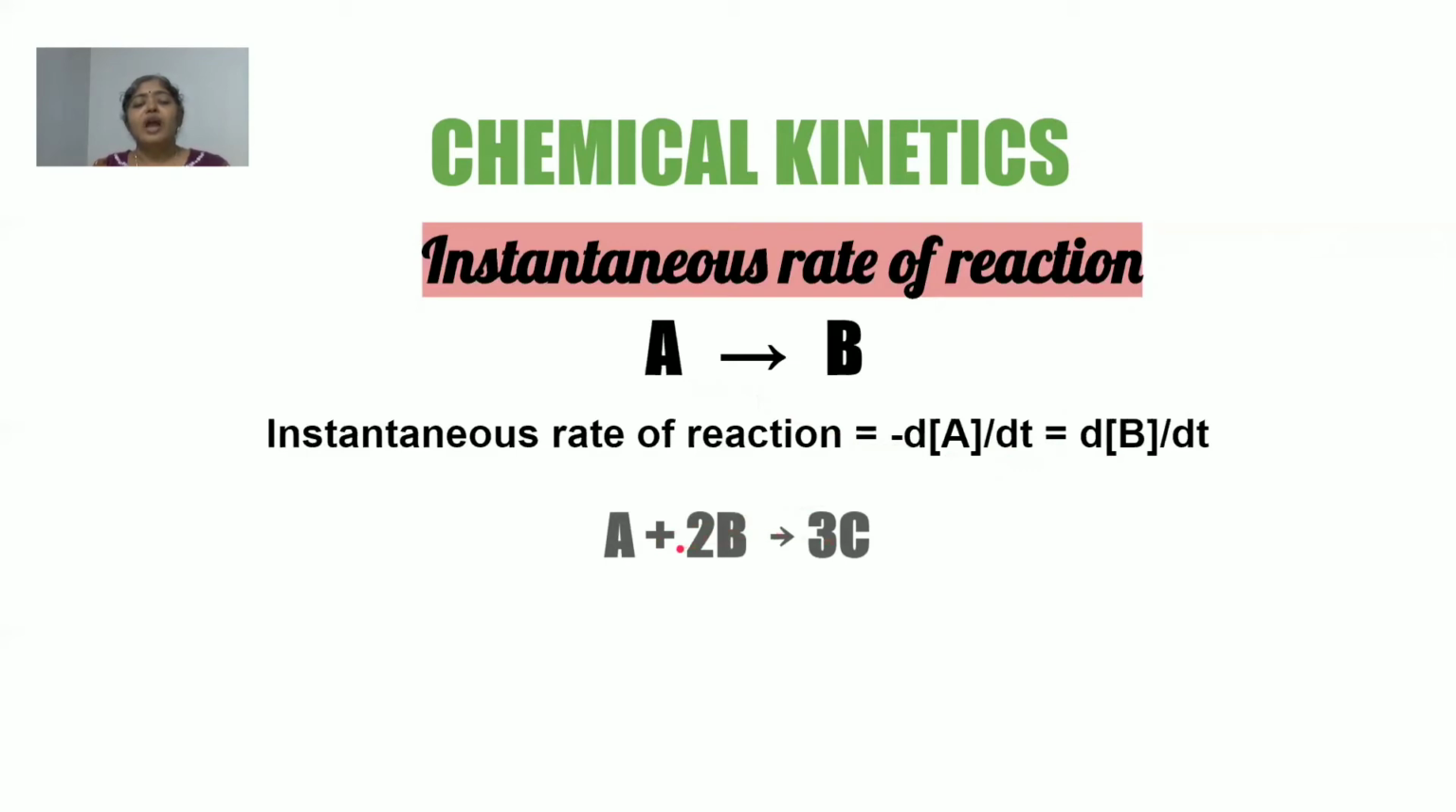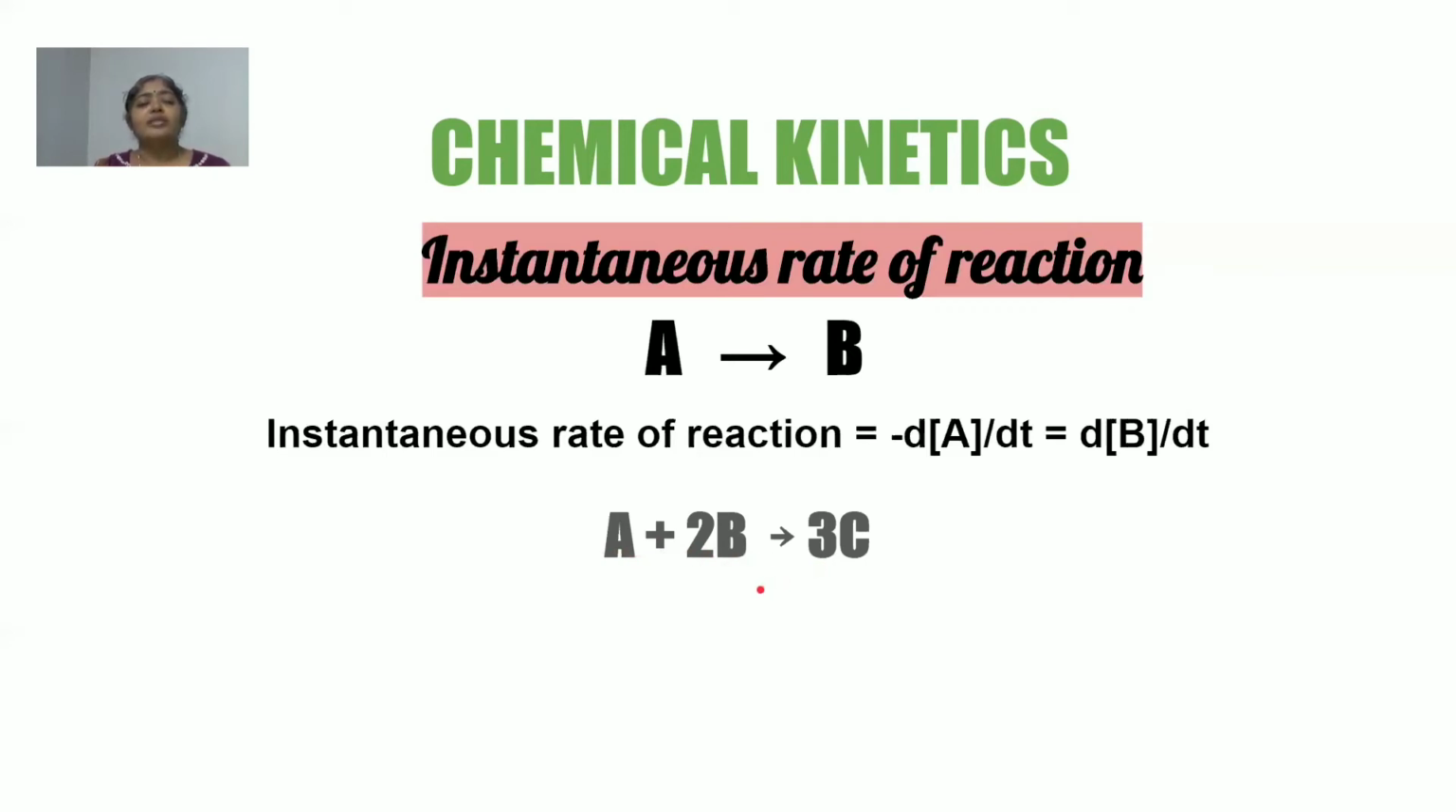So you can see after balancing, all the coefficients are different. So in this case, there has to be a slight modification. Now, what is the modification required? As you can see here, for every mole of A that is getting used up or consumed, there are 2 moles of B that are getting used up. For every mole of A that is consumed, 2 moles of B are required. And similarly, for every mole of A that is used up, 3 moles of C are being produced.